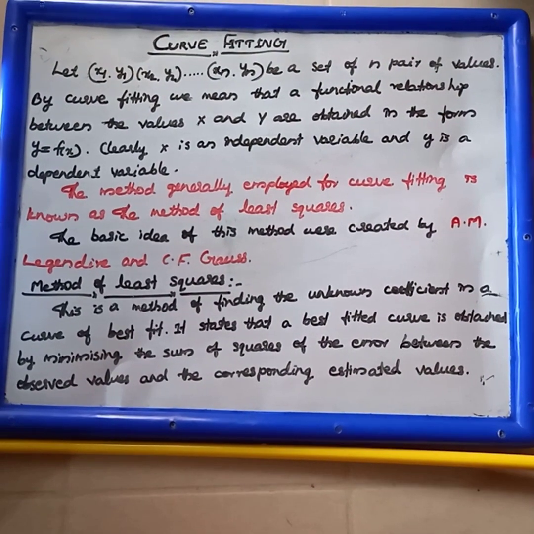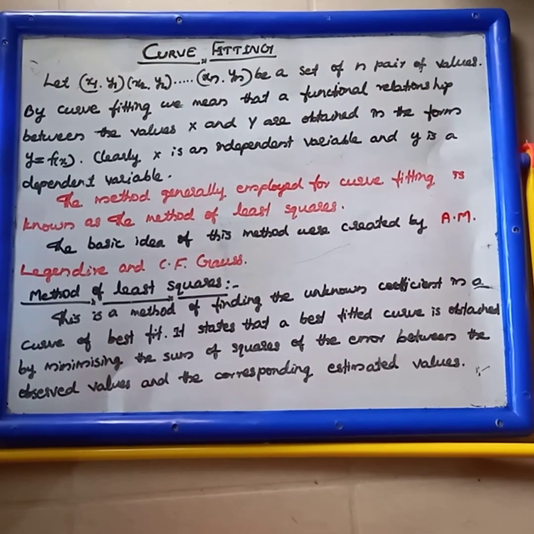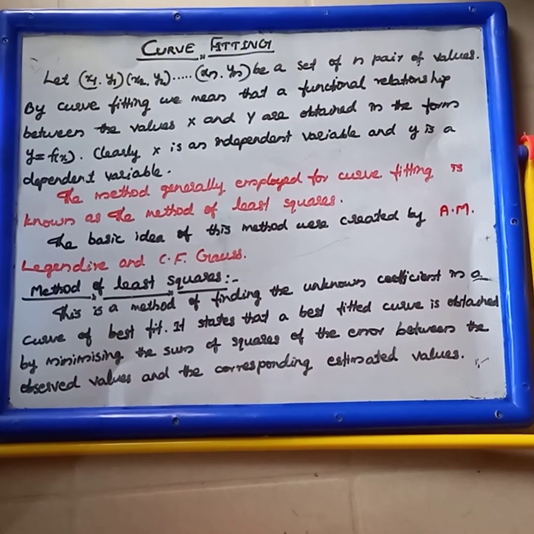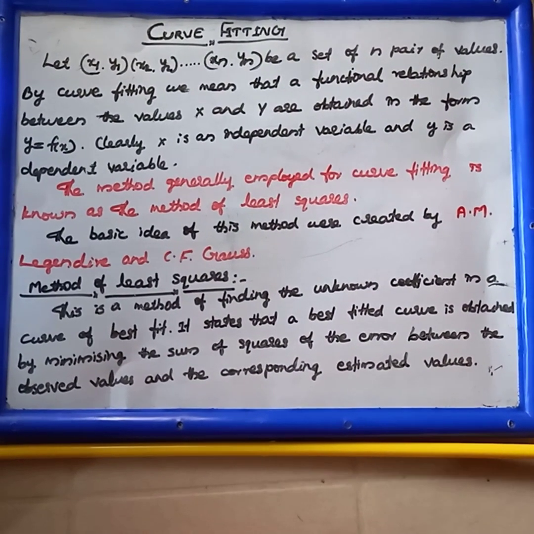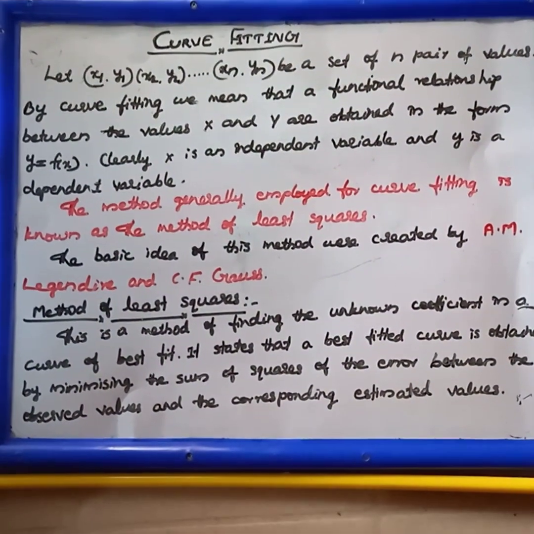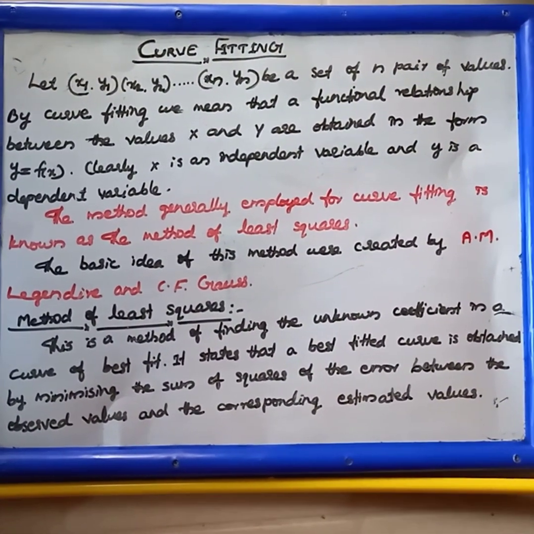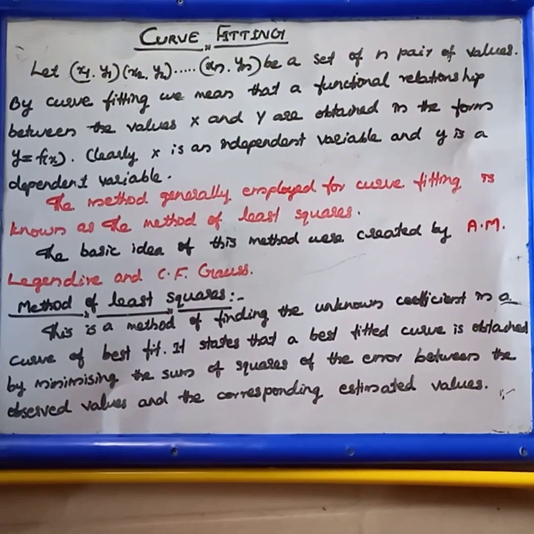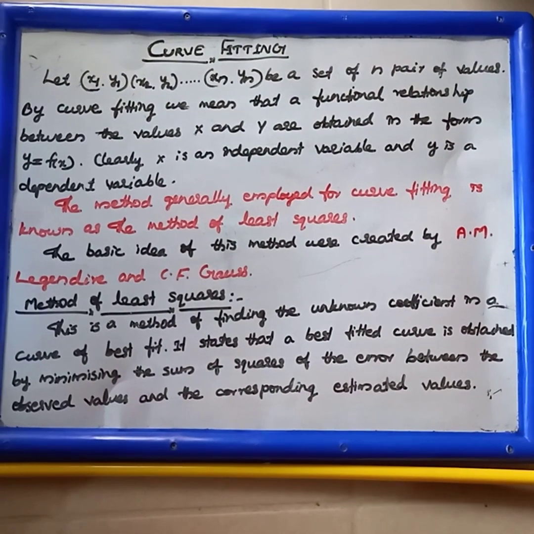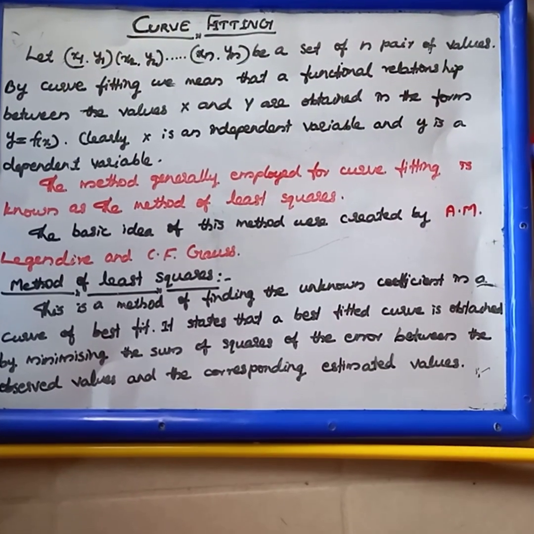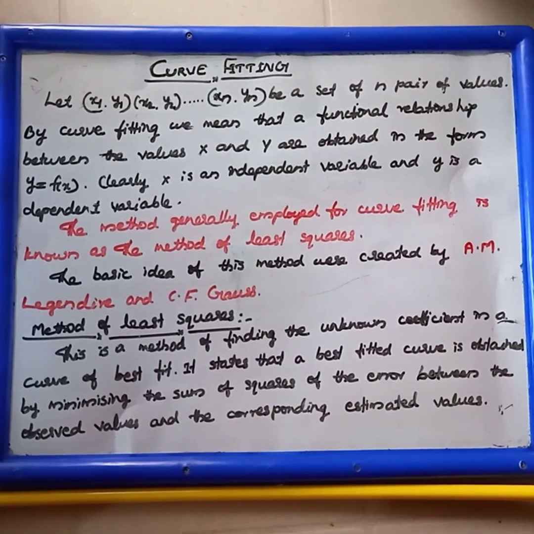The method generally employed for curve fitting is known as the method of least squares. The basic idea of this method was created by A.M. Legendre and C.F. Gauss. Method of least squares: this is a method of finding the unknown coefficients in a curve of best fit. It states that a best fitted curve is obtained by minimizing the sum of squares of the error between the observed values and the corresponding estimated values.